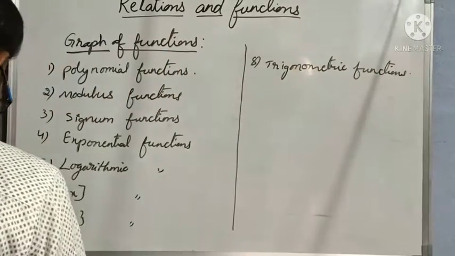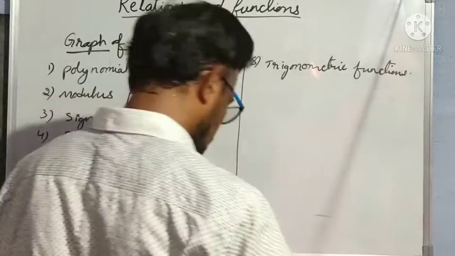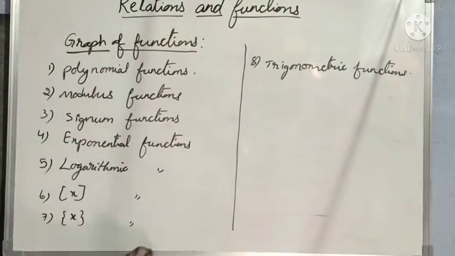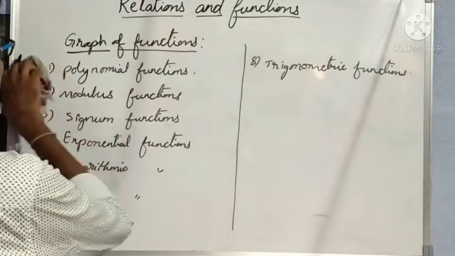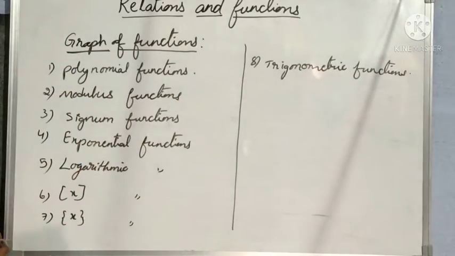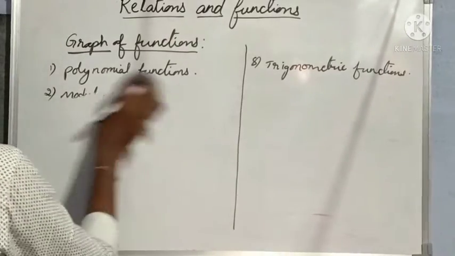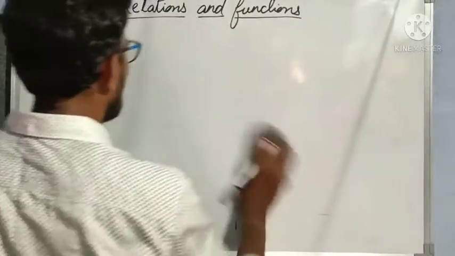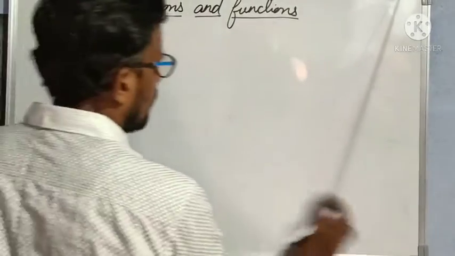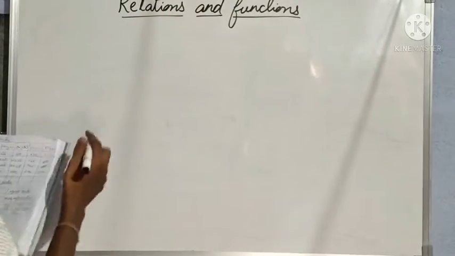So let us move to our first function, that is polynomial functions. All these are very, very important, and we will discuss them one by one. So what are polynomial functions? We will find out everything about them: whether it is 1 to 1 or 1 to 2, and the domain, codomain and range.